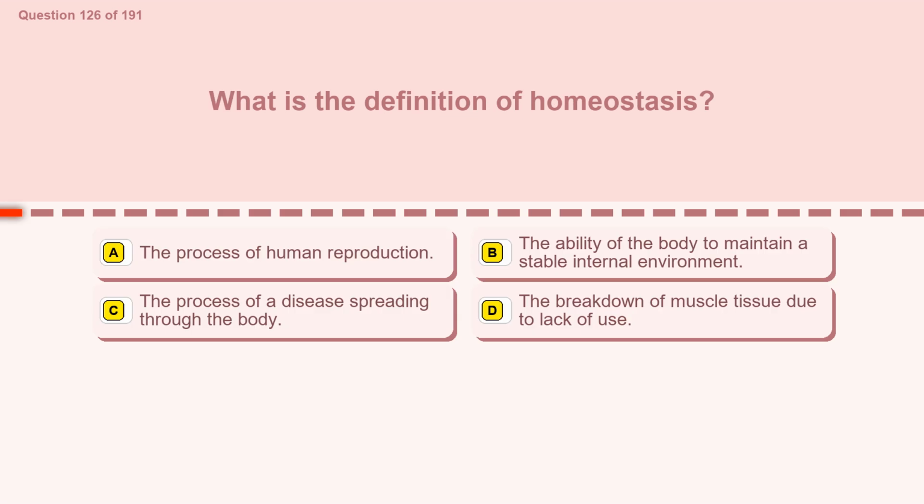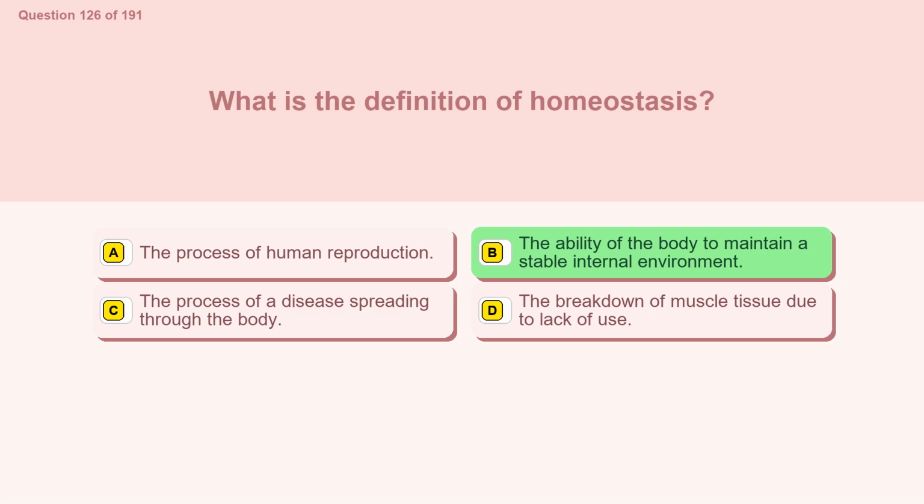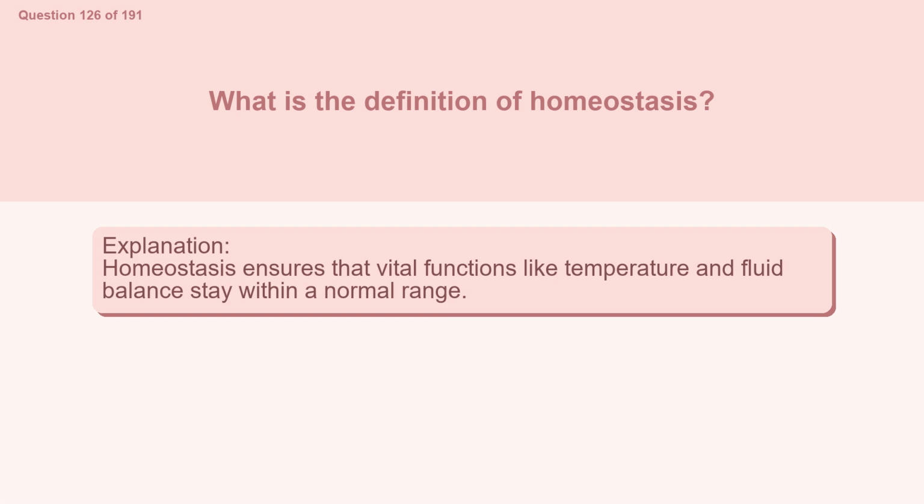Question 126. What is the definition of homeostasis? Option A, the process of human reproduction. Option B, the ability of the body to maintain a stable internal environment. Option C, the process of a disease spreading through the body. Option D, the breakdown of muscle tissue due to lack of use. The correct answer is option B, the ability of the body to maintain a stable internal environment. Homeostasis ensures that vital functions like temperature and fluid balance stay within a normal range.